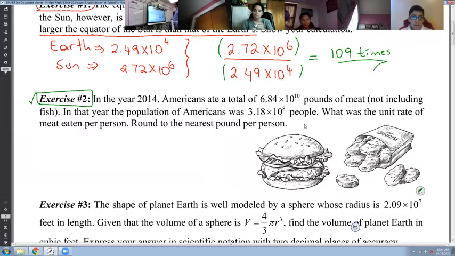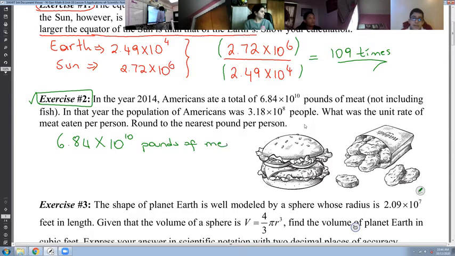In the year 2014, Americans ate a total of 6.84 times 10 to the power of 10 pounds of meat, non-cooking fish. In that year, the population of Americans was 3.18 times 10 to the power 8 people. What was the unit rate of meat eaten per person? Round to the nearest pound per person.